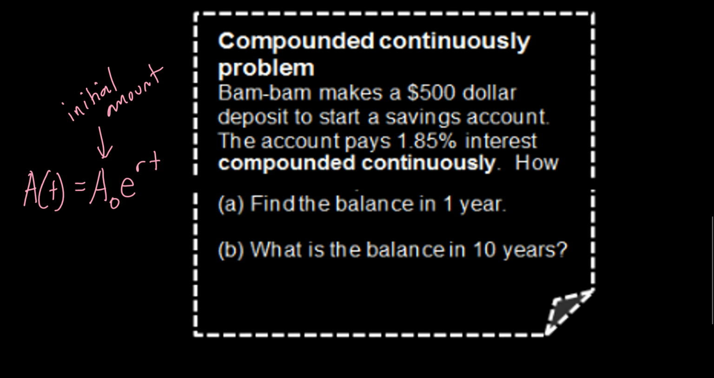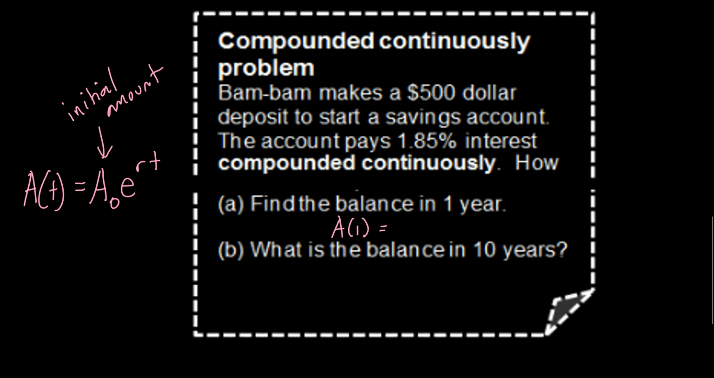I know that we've done a problem like this. Can't remember what day because my memory is really bad, but we've done this. So, Bam Bam makes a $500 deposit to start a savings account. The account pays 1.85% interest compounded continuously. Then we're asked to find the balance in 1 year. So what variable are we replacing here? The t. The t is 1. So we're asked to find the amount when the year is 1.